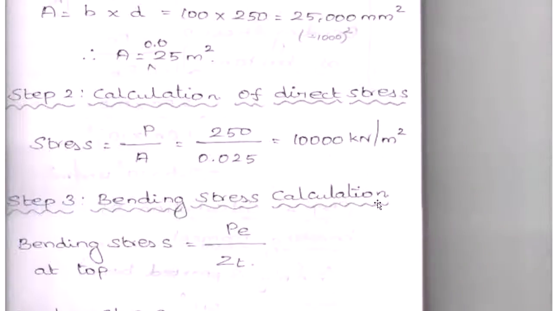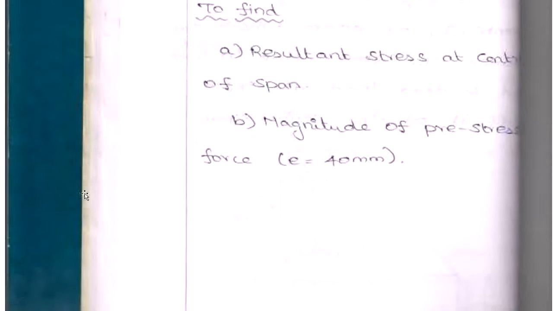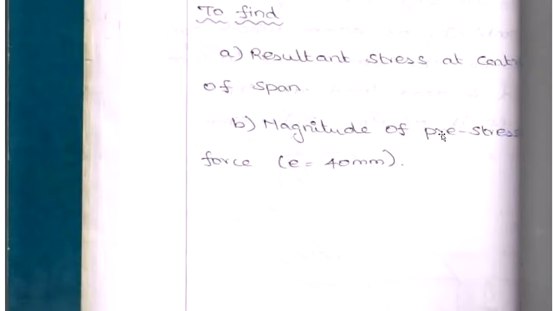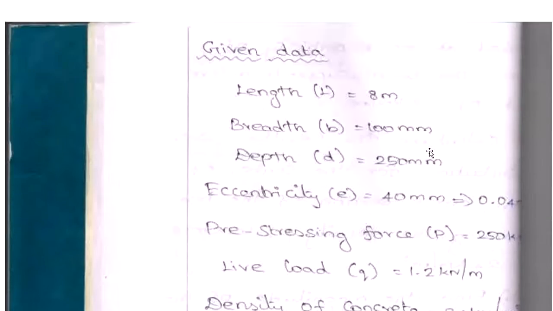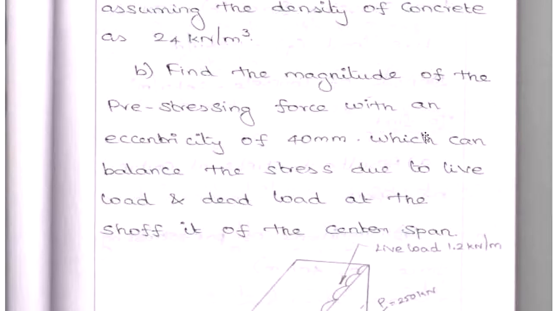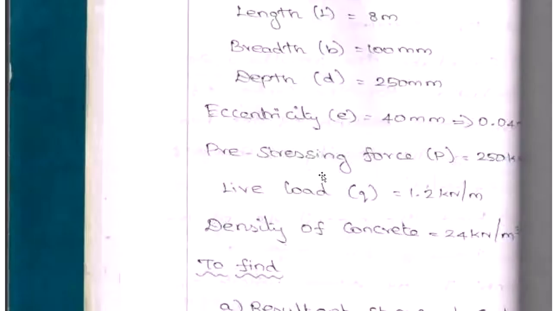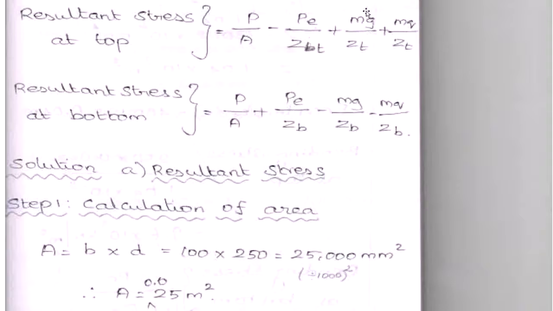About case 2, you can see over here in this problem, case 2 they have said the magnitude of pre-stressing force with the eccentricity of 40 mm, so that it can nullify, it can balance the stresses due to dead load and live load. Now what are the stresses due to dead load and live load? They are these things. What they are saying is, we have to calculate the P such that the entire resultant should be equal to 0. So this should be equal to these two parameters.